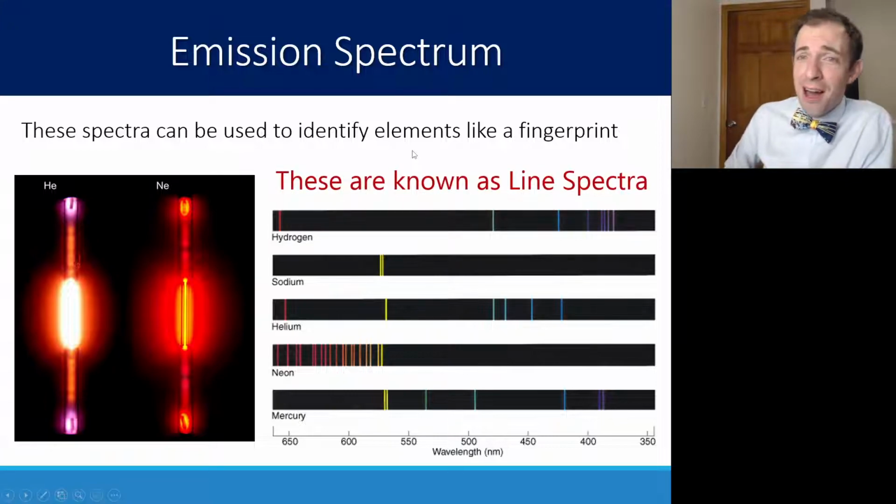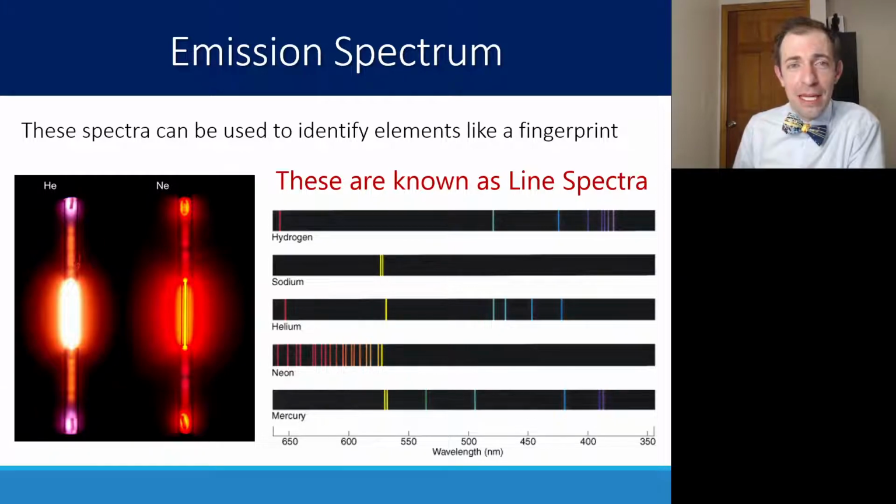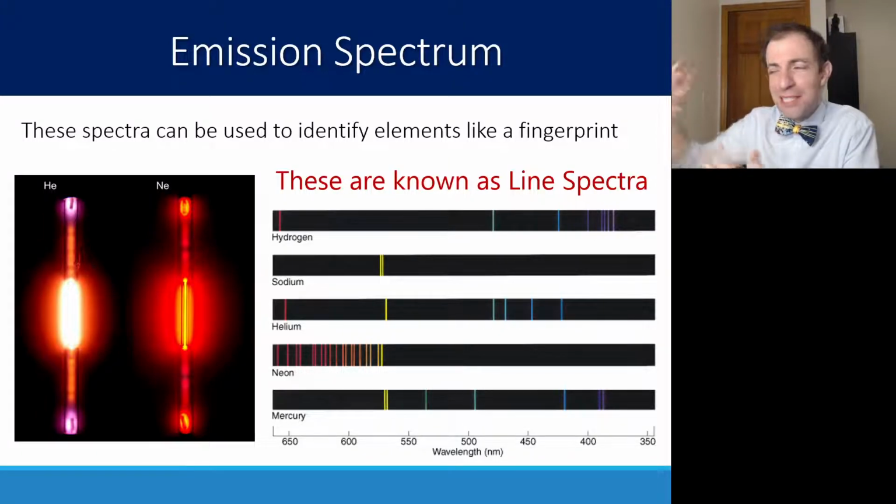We'll see these later on. They're called line spectra. They're really important in the world of astrophysics as a way of identifying what elements are being produced in a star. Just by looking at that star, you can see the spectra and understand the elements that are involved.